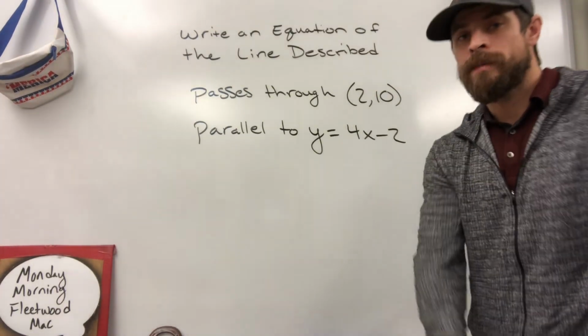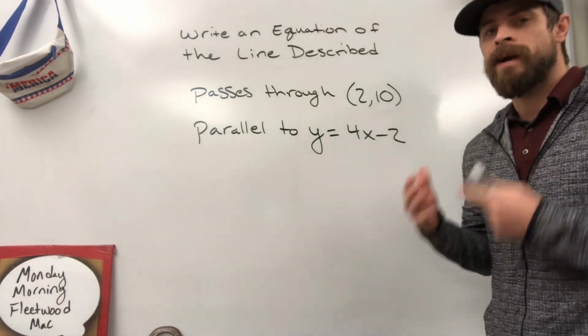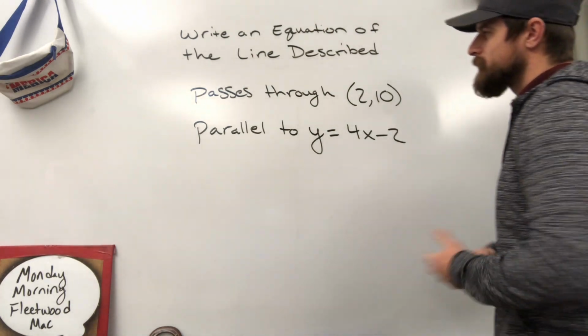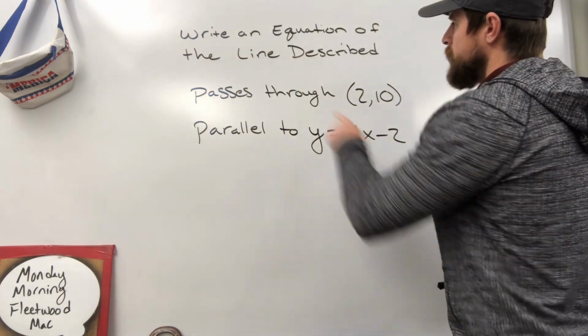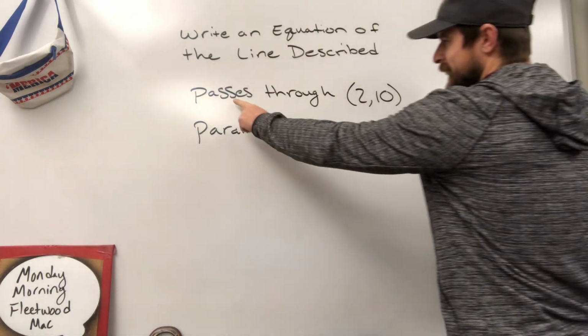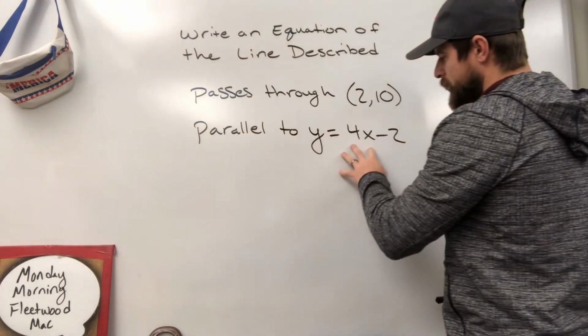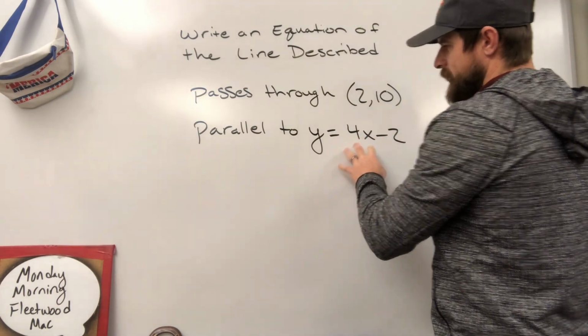One of the things that you'll be asked to do in an algebra course is find a parallel linear equation to another line. So one of the questions that I asked on my recent test was, write an equation of a line described. The described line says it has to pass through this point, coordinate (2, 10), and it has to be parallel to this equation, this line that would be given.